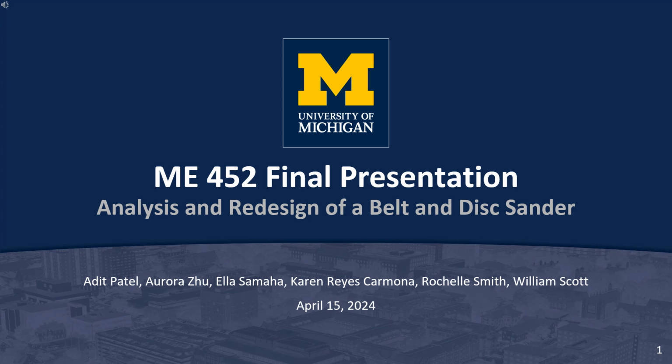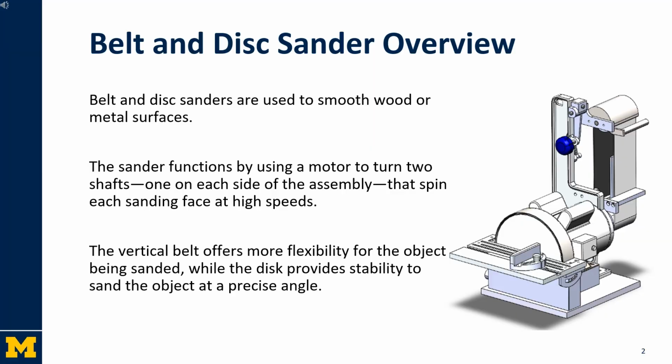We are going to present analysis and redesign of a belt and disc sander. As the background of the product, sanders are used to smooth wood or metal surfaces. A motor is used to turn two shafts that spin each sanding phase at high speeds. The vertical belt offers more flexibility, while the disc provides stability to sand the object. Here is the image of the sander.